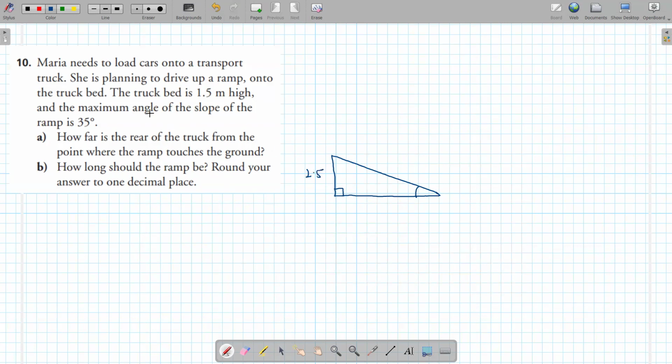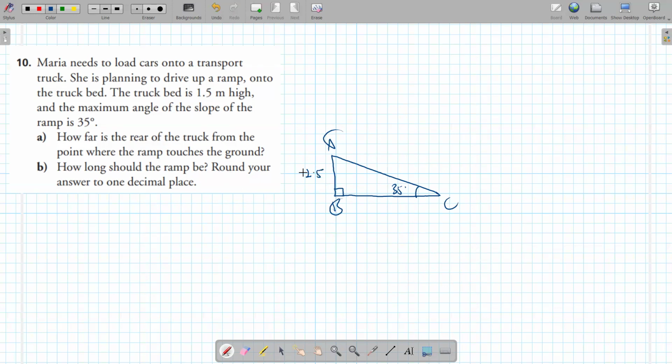The maximum angle of the slope is 35. Slope is always rise over run, yeah? It has to be this angle because if you do rise over run for this, it's going to work out. The opposite is rise, the adjacent is run. So that angle is 35. Let's say this is A, B, C. The first question, how far is the rear of the truck from the point where the ramp touches the ground?